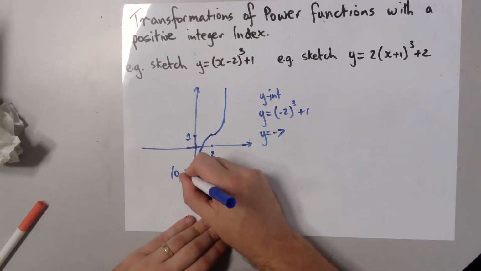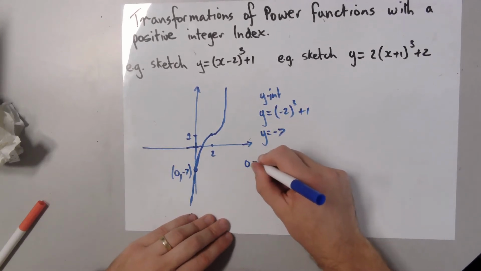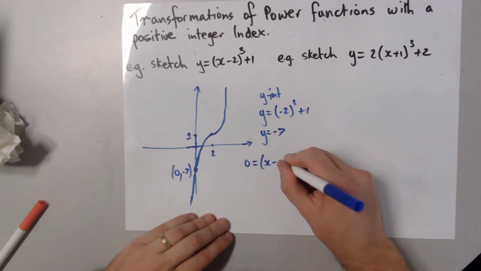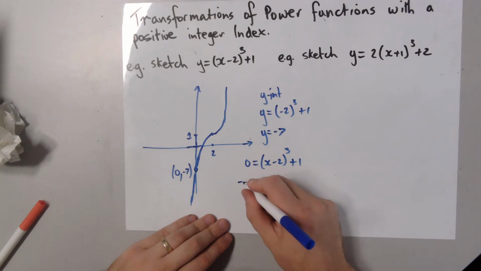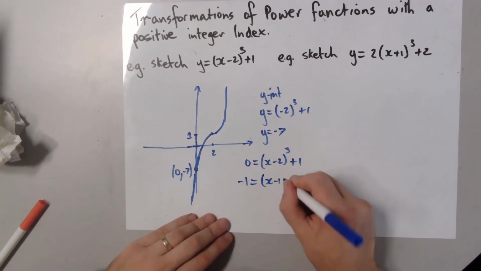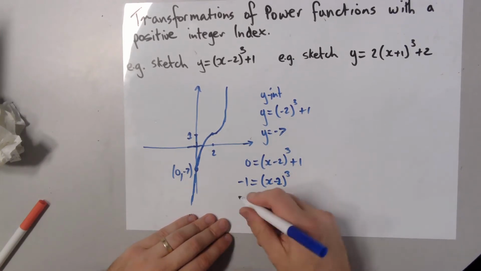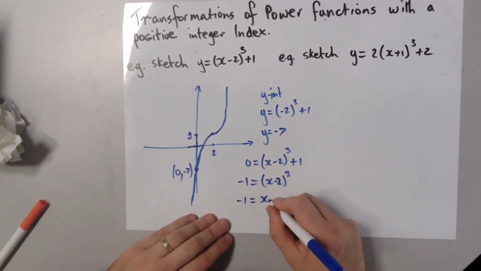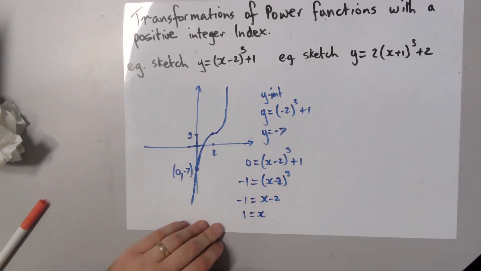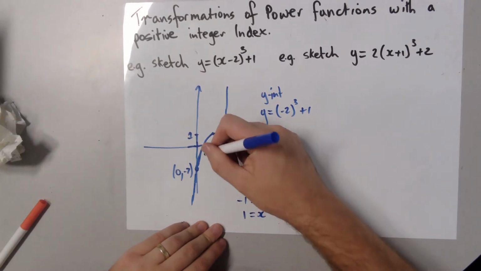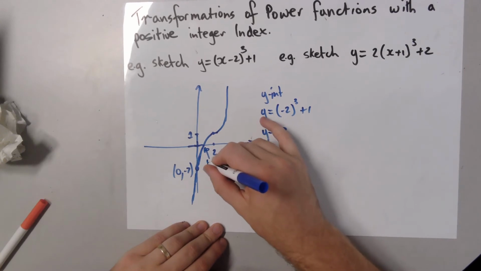So we know we're going to have a y-intercept at the point (0, −7). For our x-intercept, we need to let y equal 0, so 0 equals (x − 2)³ + 1. Take 1 away: (x − 2)³ equals −1. We need to take the cube root of −1, which is −1, equals x − 2. Add on 2, and we get 1. So x is going to be 1, so our x-intercept has the coordinates (1, 0).